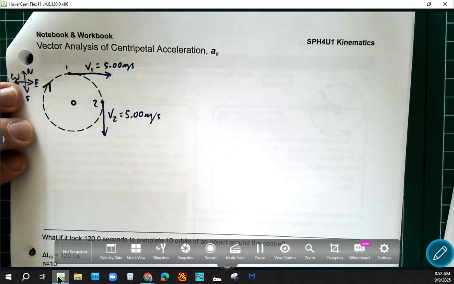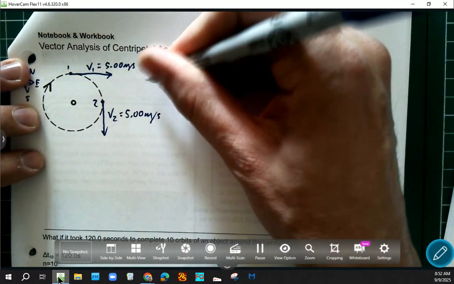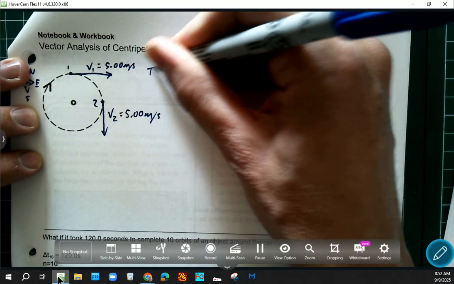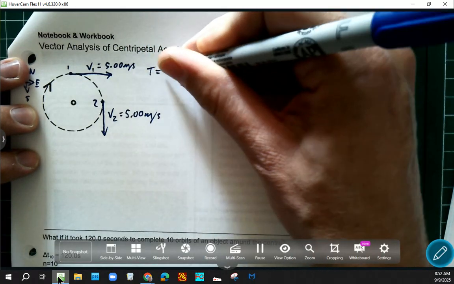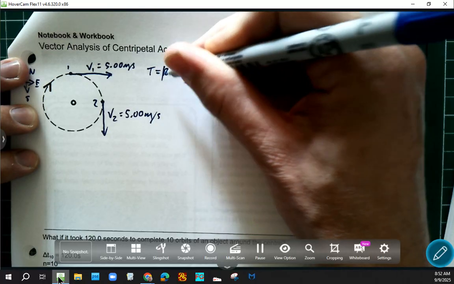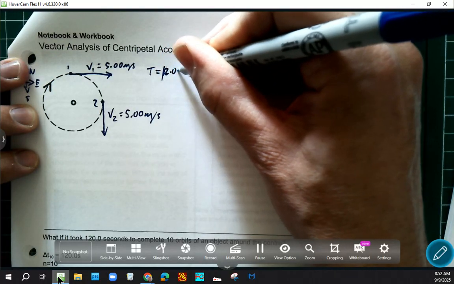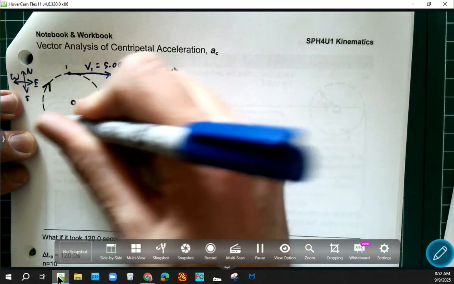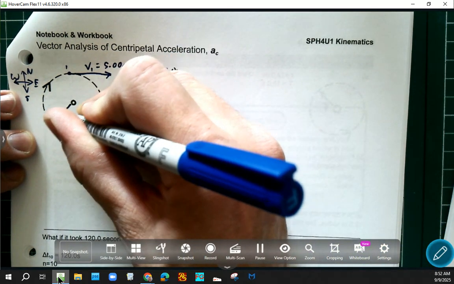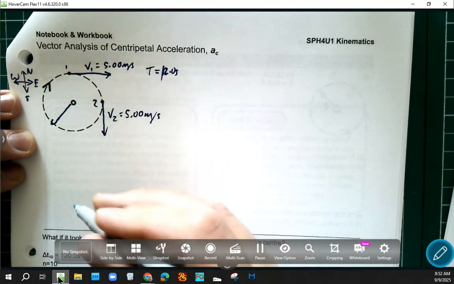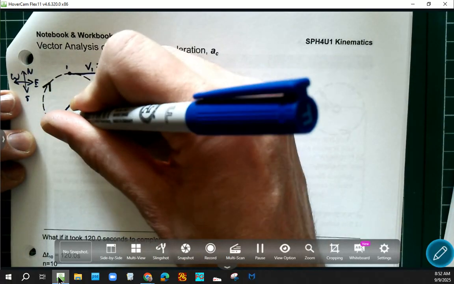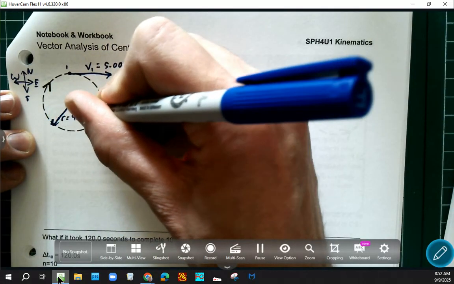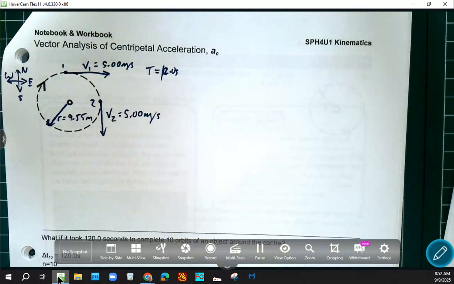Something else that we could think about is how long this is going to happen. So let's just say that the period of time it takes for this to occur would be 12.0 seconds. And maybe something else that's a feature of a circle, the radius. So we can say that the radius of this thing, r, is equal to 9.55 meters. Nice round number.